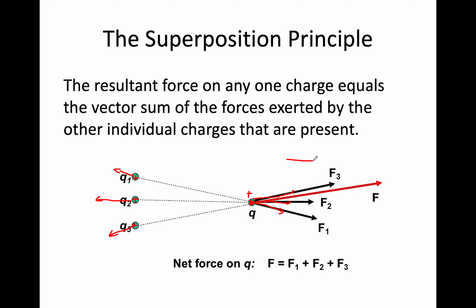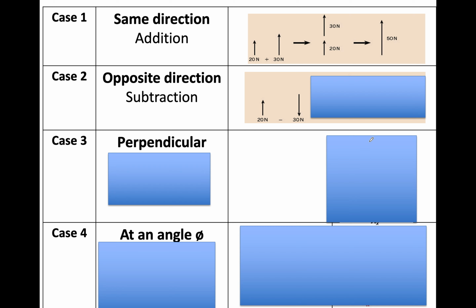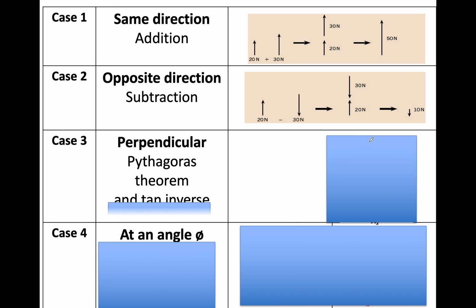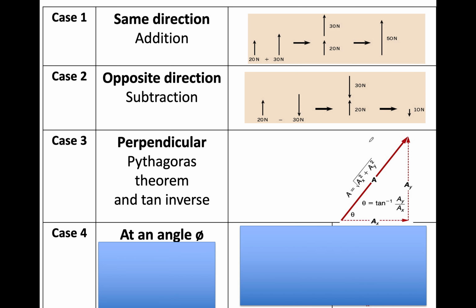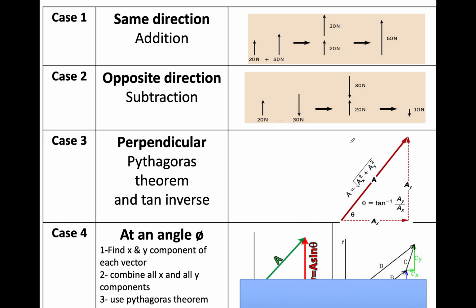You add the arrows from tip to tail. So this will be the first arrow, that arrow, and maybe even that arrow. Let's say, for example, the resultant will be from the start to the finish. That's how it would go. So if they're in the same direction, of course, we will add them. If they're in the opposite direction, we will subtract them. If they're perpendicular, we'll use Pythagoras. And if they're at an angle, we have to do the x and y components.